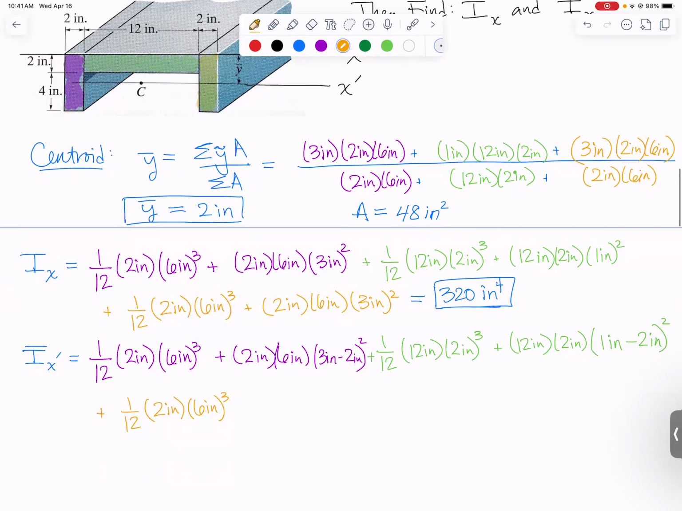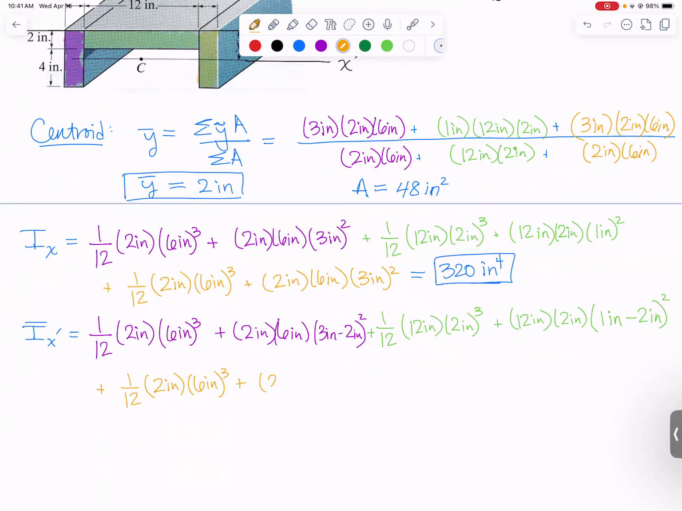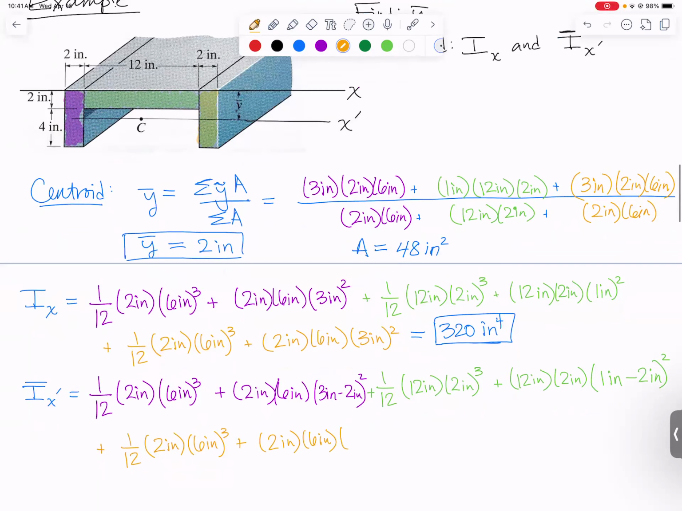And then let's do the orange rectangle. Same thing, the area is 2 by 6. And then I want to find the distance between the centroid of the whole shape and the centroid of my rectangle. And the center of my rectangle was 3 inches down, centroid of the whole shape was 2 inches down. Subtract them. 3 inches minus 2 inches, quantity squared. And we get a number. It comes out to be 128 inches to the 4th.